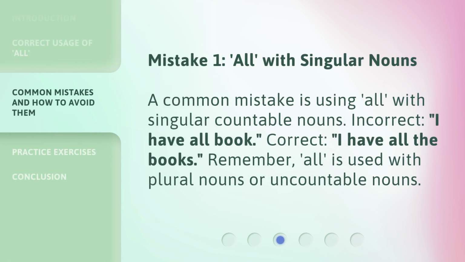Mistake 1. All, with singular nouns. A common mistake is using all with singular countable nouns. Incorrect. I have all book. Correct. I have all the books. Remember, all is used with plural nouns or uncountable nouns.